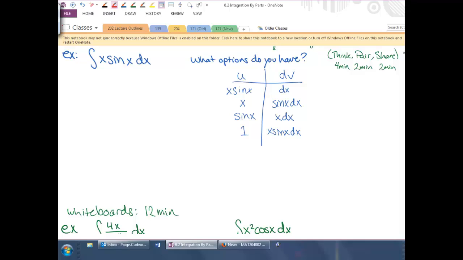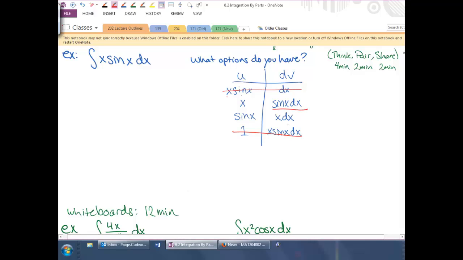Now, one of these will not work right away, and that's this last one, because if we let dv be x sine x dx, we have to be able to do the antiderivative of that. And if we knew how to do that, we wouldn't be doing integration by parts, because that's just the original integral. This first one isn't really a good option either, because even though we can integrate dx, that's just integrating a 1, if we take the derivative of x sine x, it's going to be a product rule, it's going to get really complicated, and then that new integral we get is going to be a lot more complex. So that leaves us with the two middle ones.